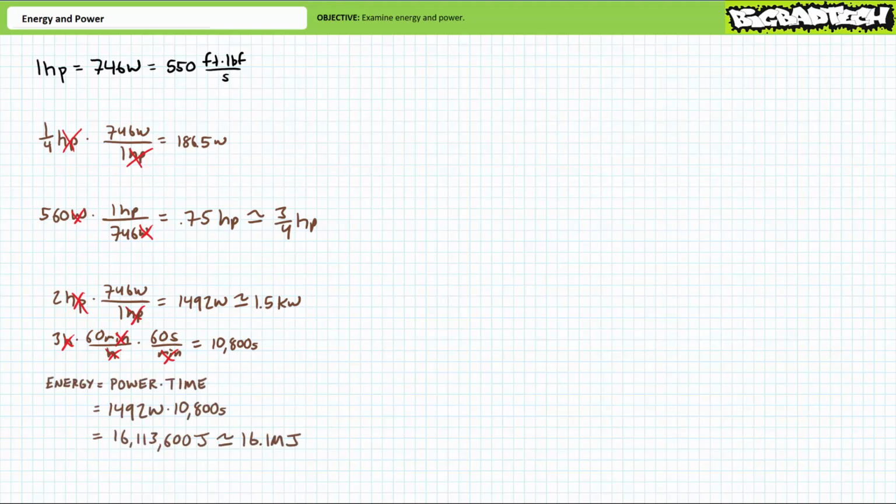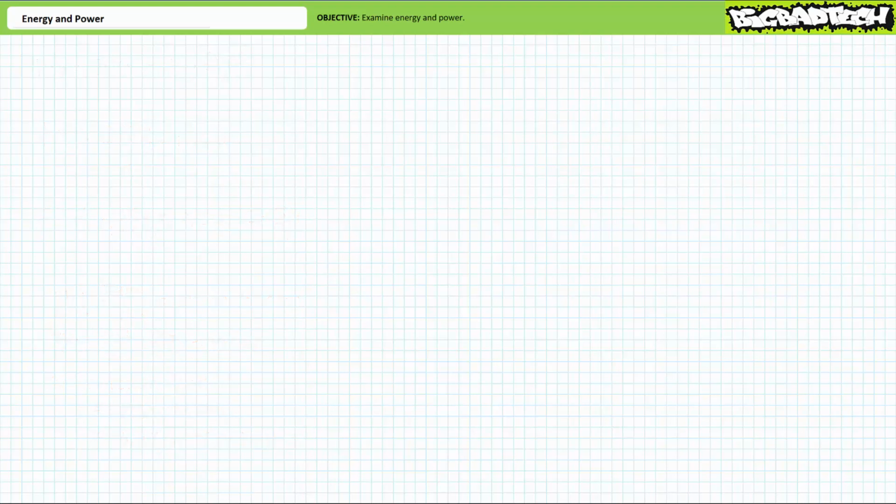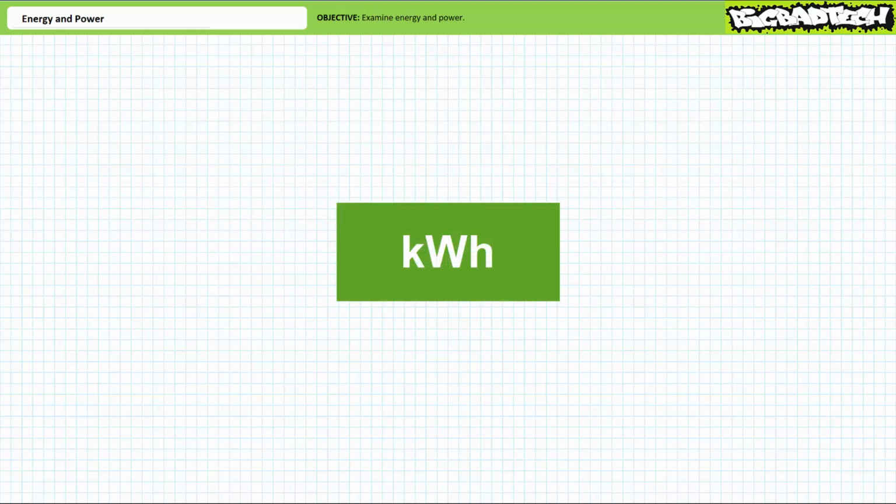Energy is power times time. 1,492 watts times 10,800 seconds yields 16,113,600 joules, or roughly 16.1 megajoules. You'll note that for applications like this, joules are tiny, annoying, and unwieldy units. For this reason, numerous applications make use of a far more convenient unit of energy, the kilowatt hour.